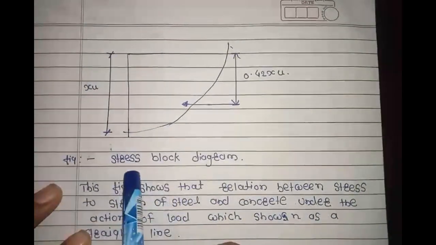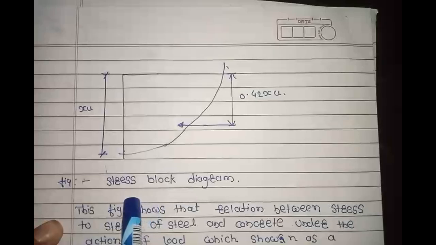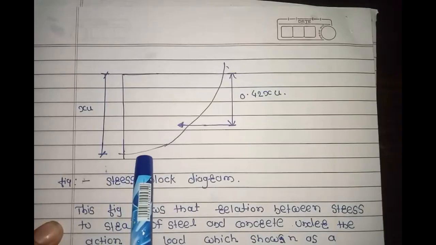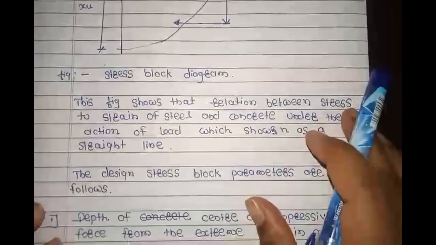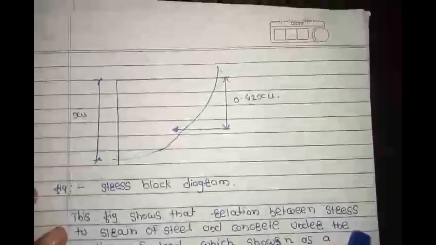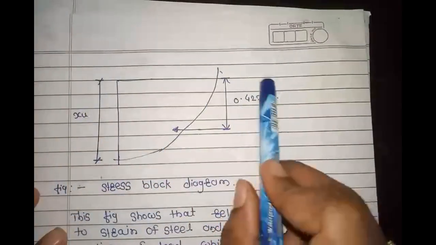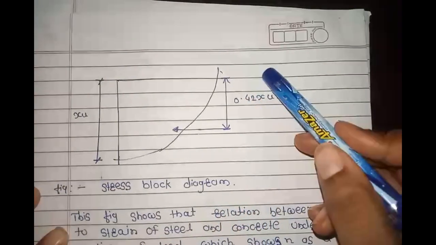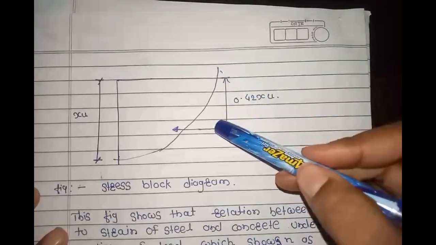See, this is the stress block diagram. This figure shows the relation between stress and strain of steel and concrete under the action of load, which is shown as a straight line, right? You can see the design stress block parameters are as follows. This is the XU. XU is the depth of neutral axis, and this is the value of 0.42 XU, means depth of center of compressive force from the extreme fiber in compression.